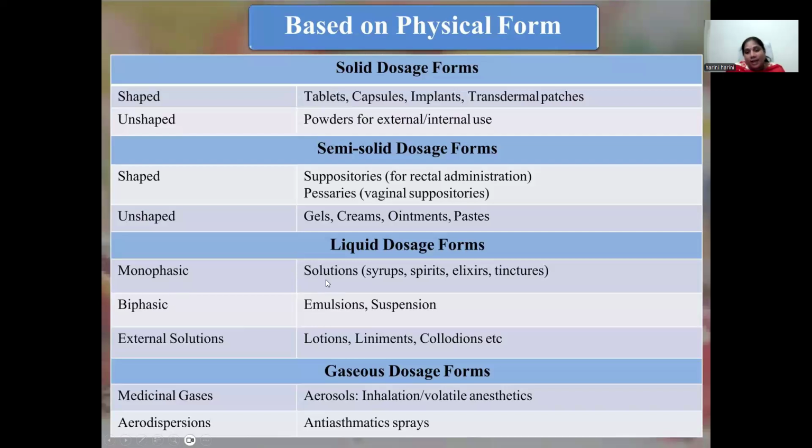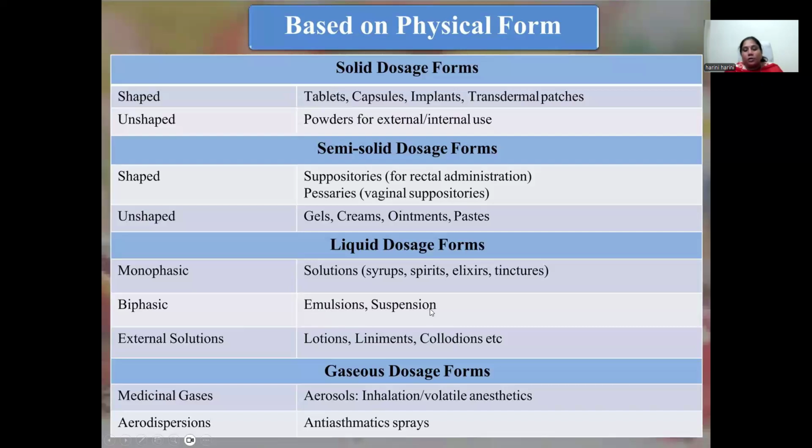Examples are syrups, spirits, elixirs, tinctures. Biphasic liquid dosage forms is nothing but whenever you're mixing solute and solvent, it appears in the form of two phases. It is called a biphasic liquid dosage form. In that, emulsions are where the solute and solvent are both liquids. This is a biphasic liquid dosage form in which the solute is continuously dispersed in the solvent and they are made miscible by the addition of an emulsifying agent.